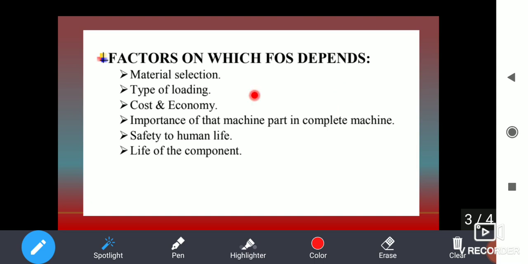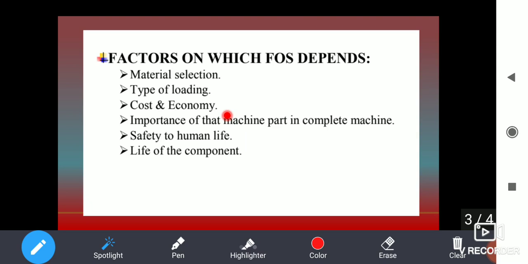So next will be coming type of loading. Type of loading, it may be a static or variable or shock load. Shock load is similar to impact, an impact load which falls suddenly.